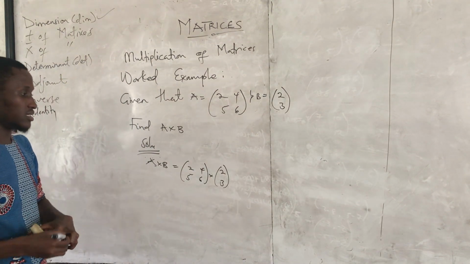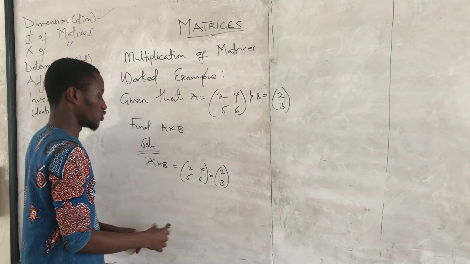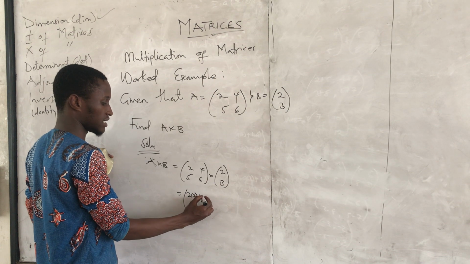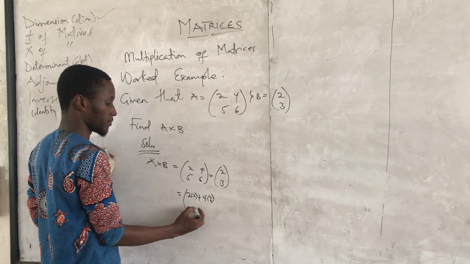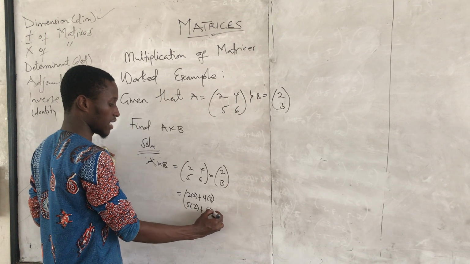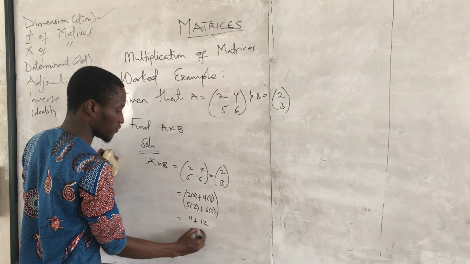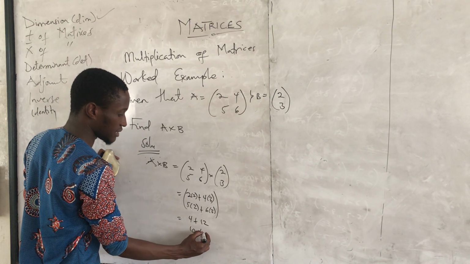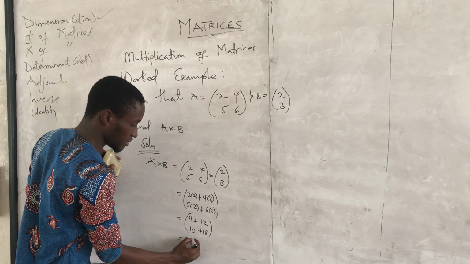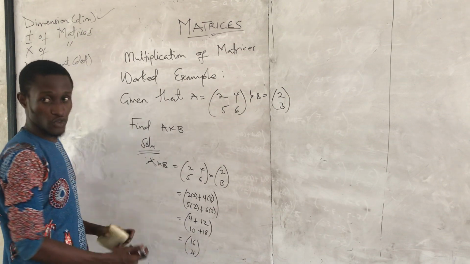So like I said, you bring this one on top, you multiply and add. So you get 2 times 2 plus 4 times 3. Then 5 times 2 plus 6 times 3. Then you have 4 plus 12, 10 plus 18. Then you are going to get 16 and then 28. This is a 2 by 1.